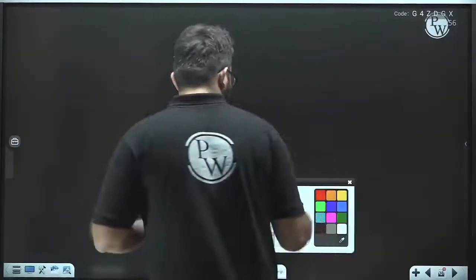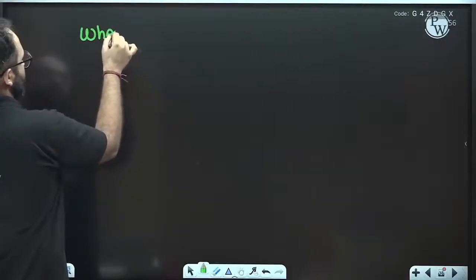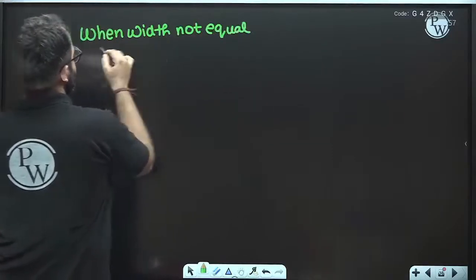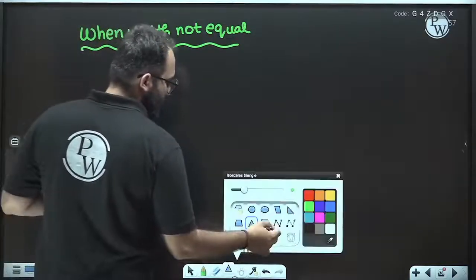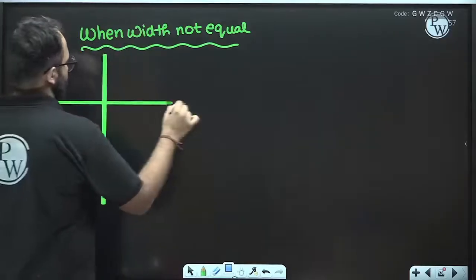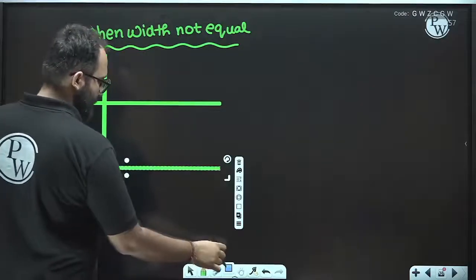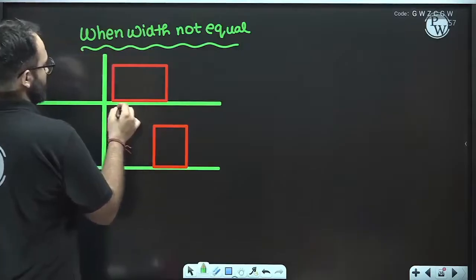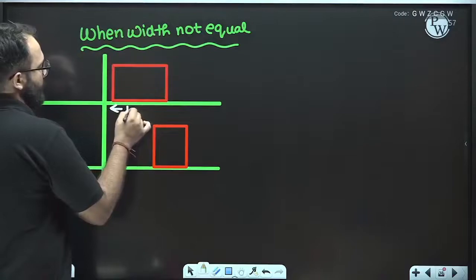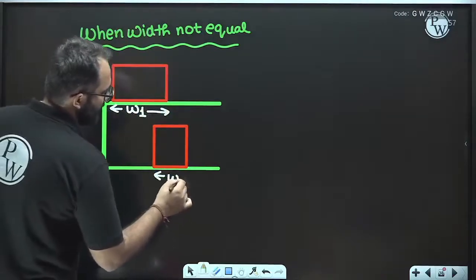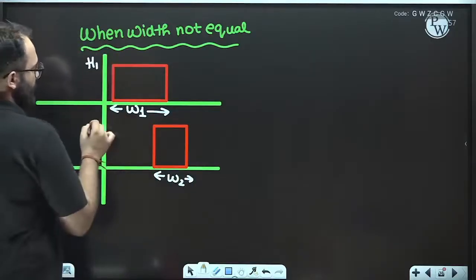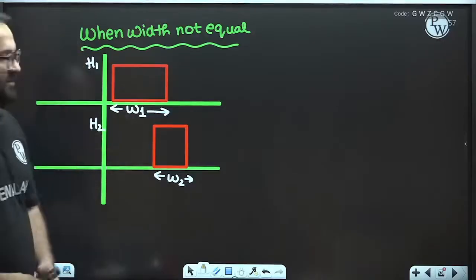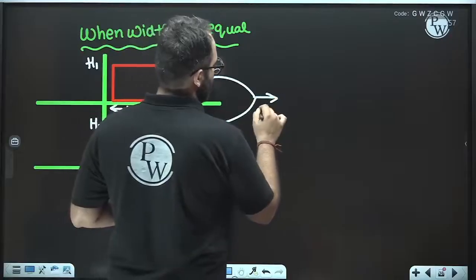Now when the width is not equal, suppose we have two rectangles, then we get a trapezium. Suppose we have two rectangles of different width. They don't have the same width. This one has width W1, this one has width W2. They are not equal, obviously; one has a bigger width, one has a smaller width. Now we get a trapezium. The convolution gave us a trapezium.